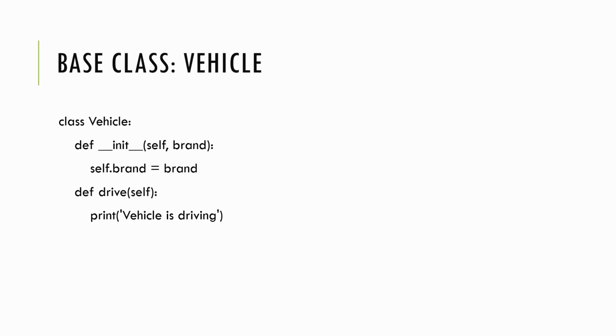Let's look at a simple example. Here's a Python class named vehicle which serves as a base class. The base class defines a constructor to initialize the brand attribute and a method drive that all vehicles can use. This is the foundation of our inheritance example.